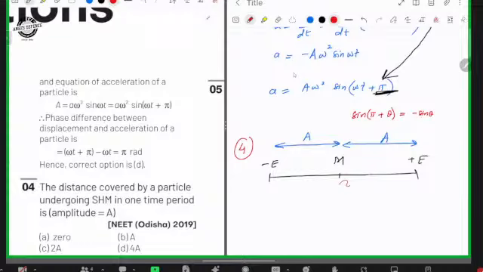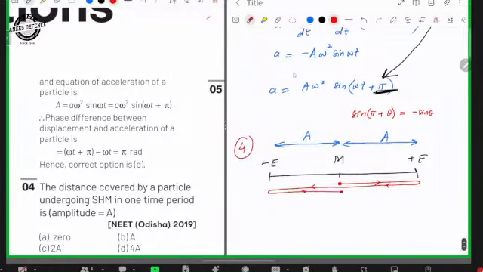Now if the particle starts from the mean position, when it completes one oscillation, it will move towards the positive extreme position, then it will return back, then it will go to the negative extreme position, and then it will return back. Now one oscillation is completed, right? So for one oscillation, the particle is moving something like this.